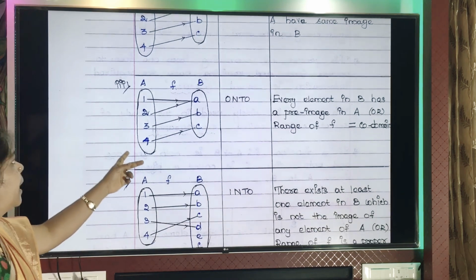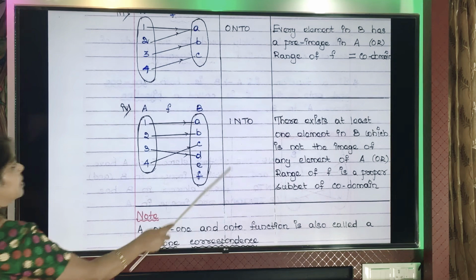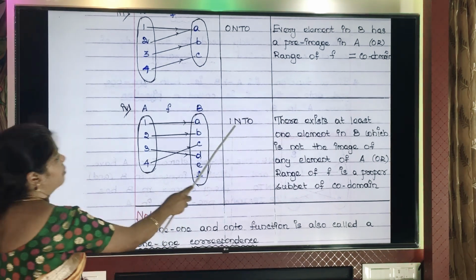I have written only one type. Maybe you can write the other type also. Again, this is into. You see, these both are not having pre-images. Therefore, this is into.